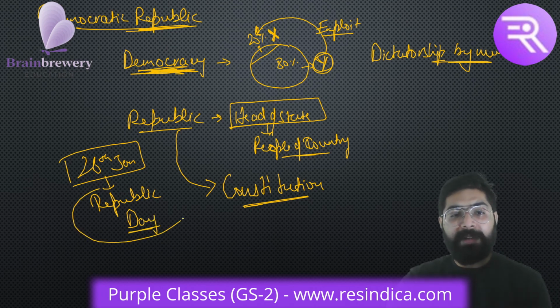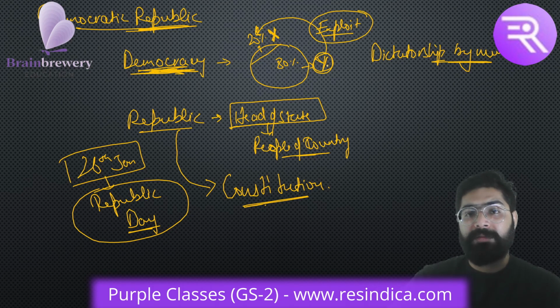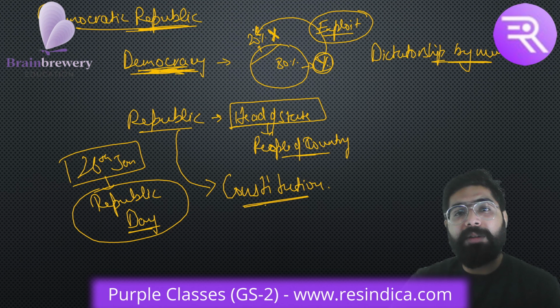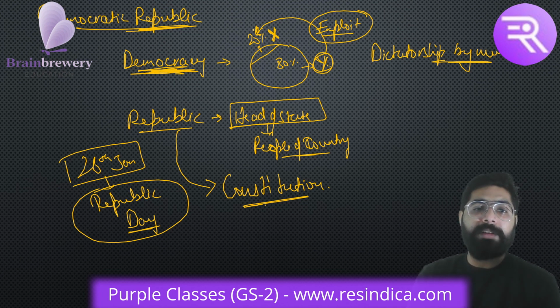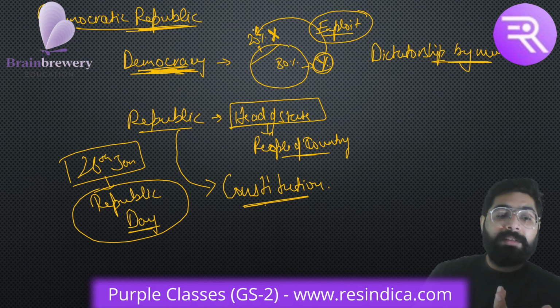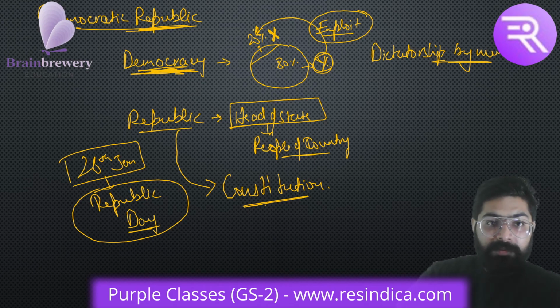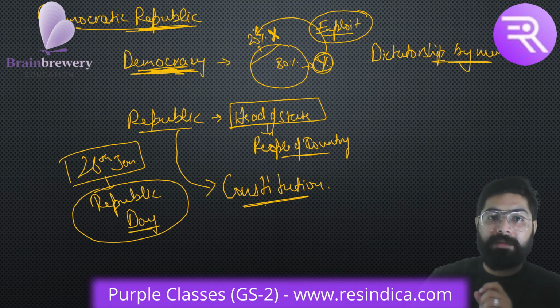So why Republic Day? Because this Republic is actually signifying the Constitution. That is, the document is the Constitution, which limits the powers of the government, and that is why they are not able to exploit the people of the country. But in other terms, democratic means a responsible government, a representation of the people. But just to avoid the exploitation, the word republic has been added together.